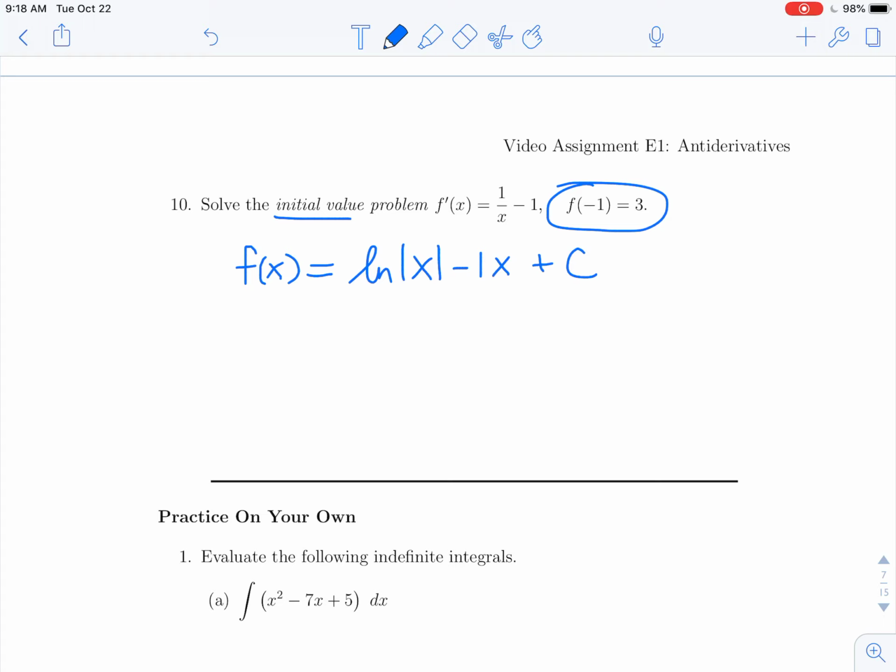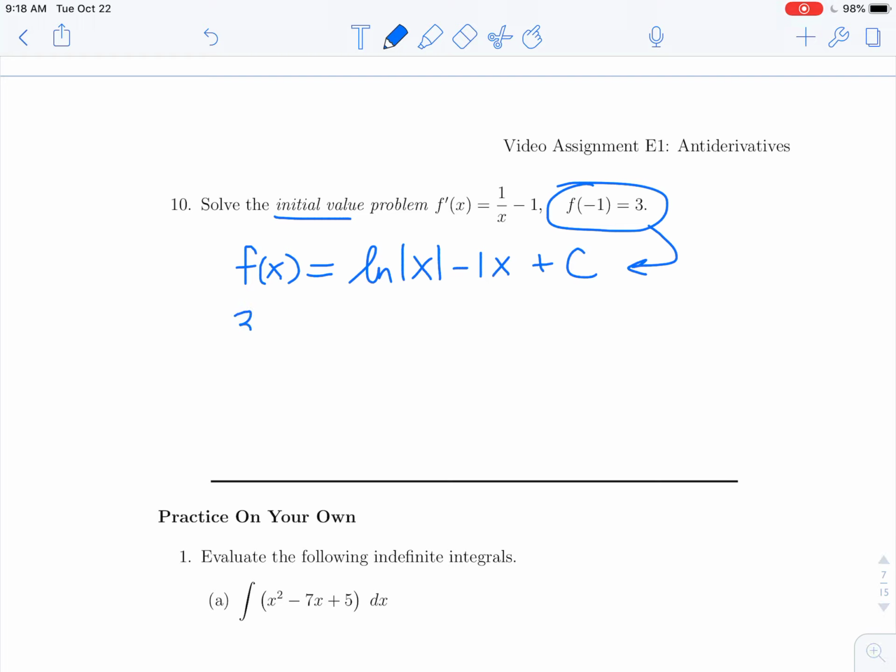Now, there's something a little weird about natural log absolute value of x, in that you could come up with a slightly different version of this answer by breaking natural log absolute x into pieces, and you could actually use a different plus c for each piece. But we're not going to worry about that. What we're going to do is find a plus c that actually works, and then we've solved the initial value problem. But just know that there's something a little weird that happens here because of this natural log absolute value of x, because it is undefined when x equals 0.